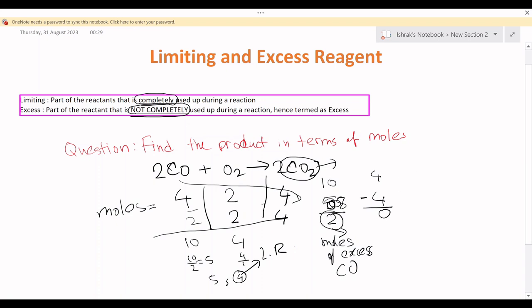Now what about my product? All right. So my product is going to be, now we know that if we have minus 4, we must have double of that. So if here is my minus 4, initially there's nothing. It's going to be plus because we are getting the product. It's going to be 4. Oh, I'm sorry. It's going to be the double of that. So it's going to be 8. So 8 moles of CO2.